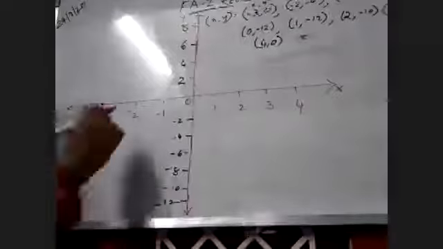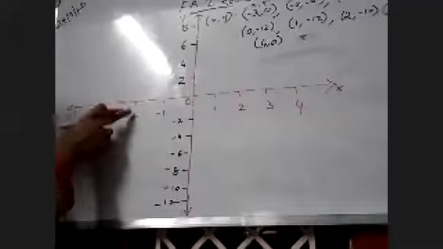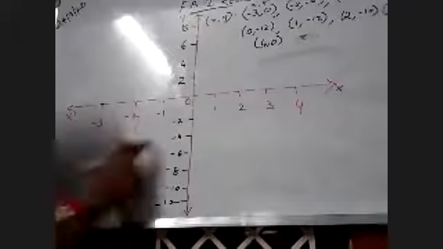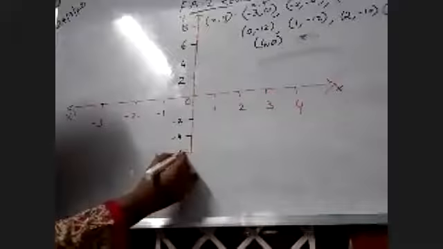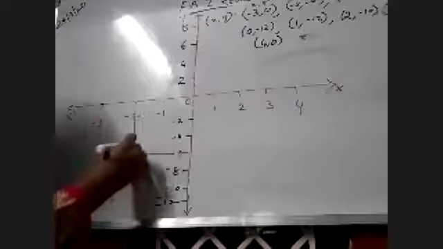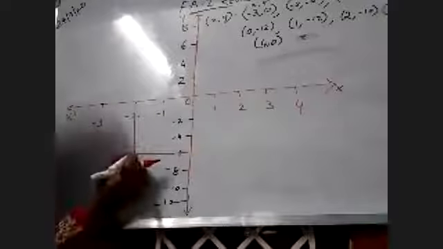See here, -2 is there. So we have to find the points near both, no? -2, -6 means -6 here is there, -2 here is there. Both the points are joining here. So here I have to keep the dot.